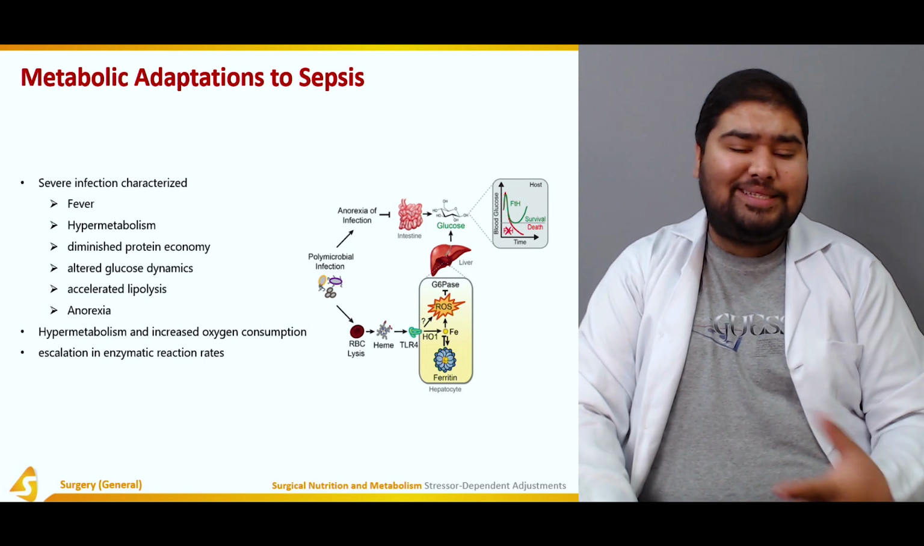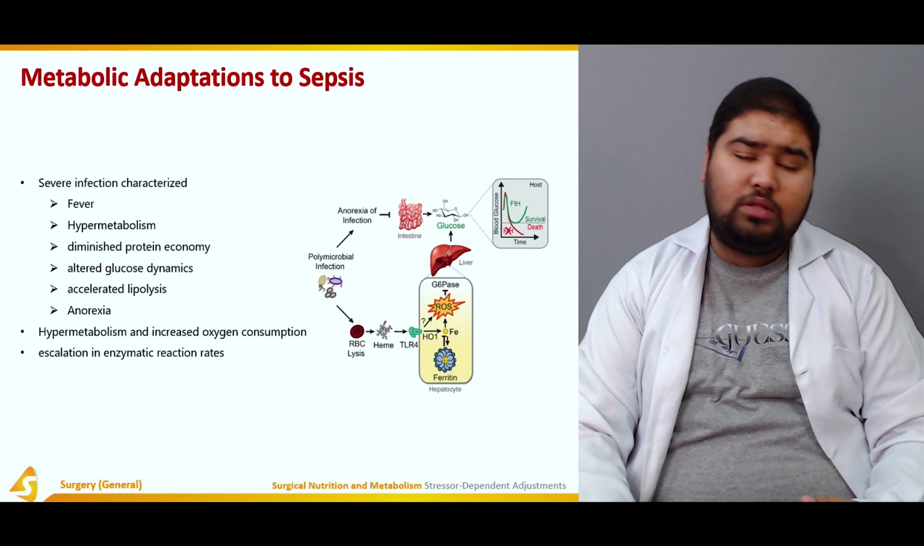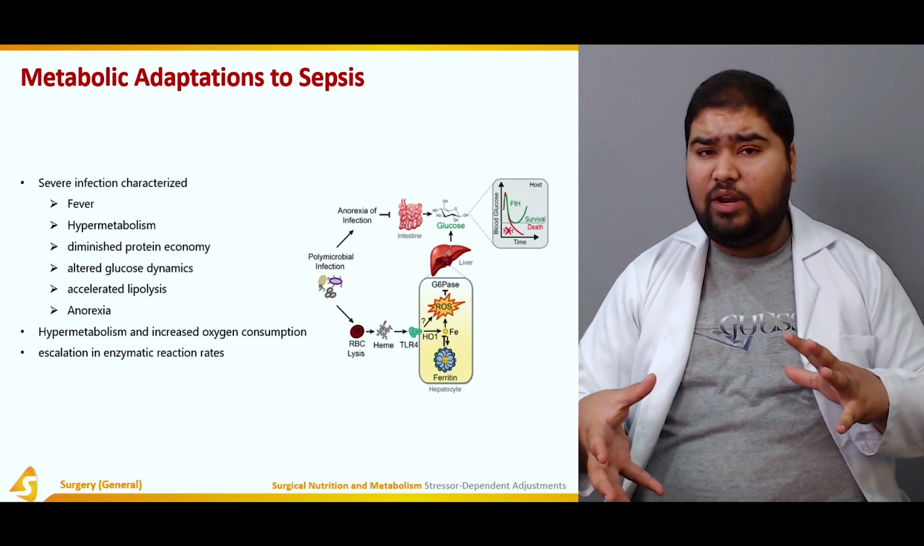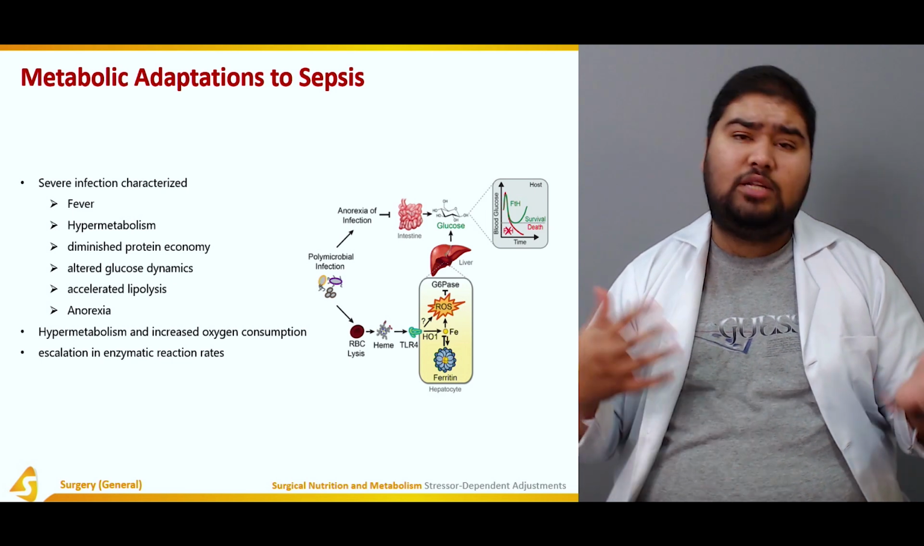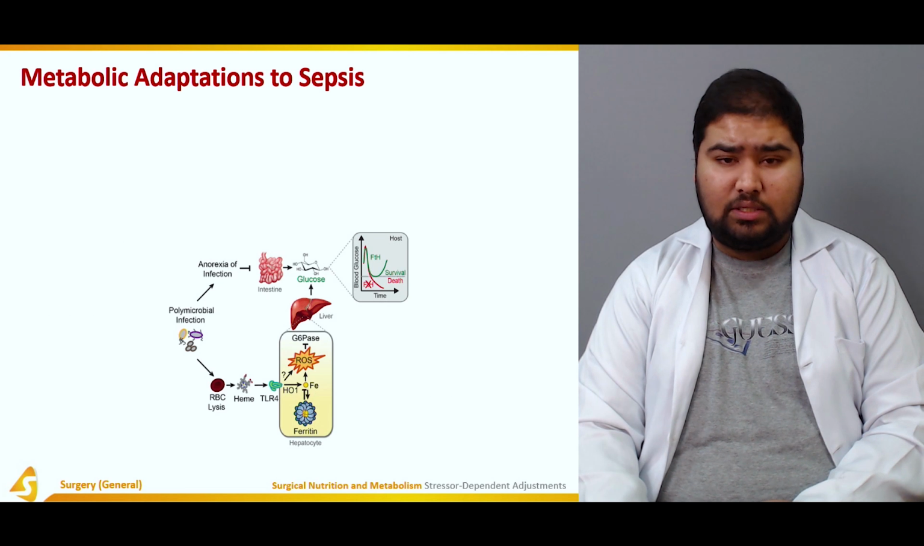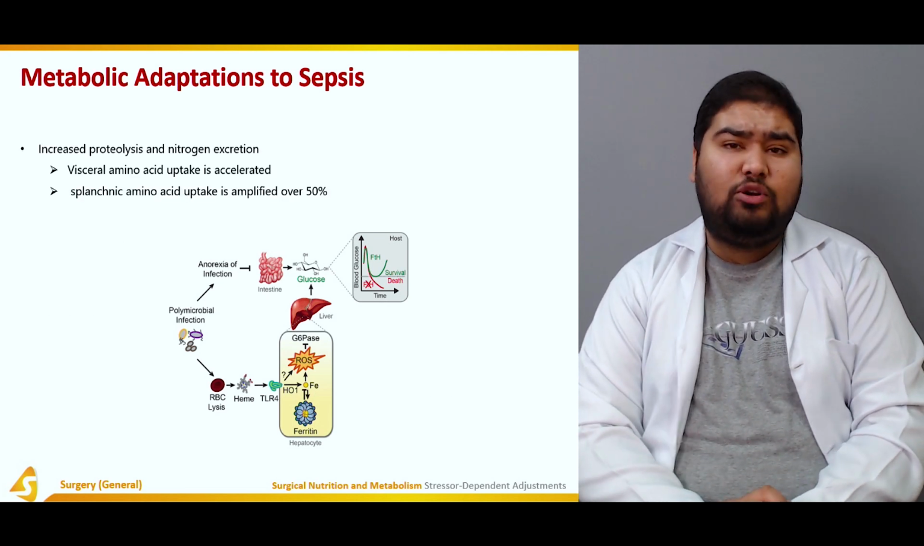So there's escalation in the enzymatic reaction rate. There's a frenzy going on. The body is trying to compensate for it but cannot. So there's escalation of the enzymatic reactions. Now, there's increased proteolysis and nitrogen excretion.